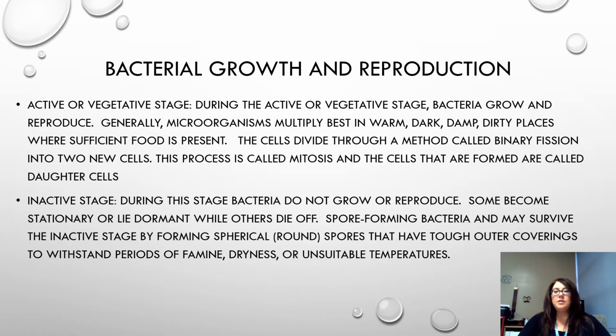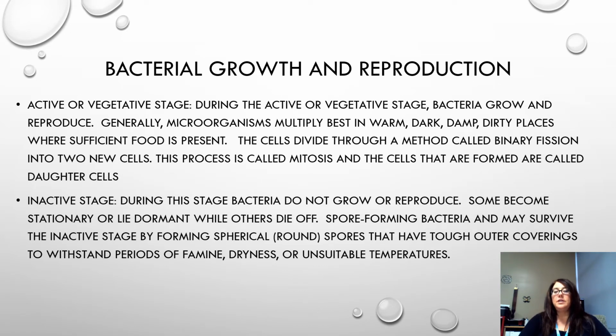There are two stages of growth and reproduction. You have the active stage and the inactive stage. During the active stage, also known as the vegetative stage, bacteria grow and reproduce. Generally, microorganisms multiply best in warm, dark, damp, dirty places where sufficient food is present. The cells divide through a method called binary fission into two new cells. This process is called mitosis, and the cells that are formed are called daughter cells.